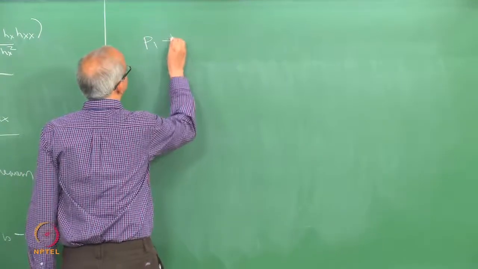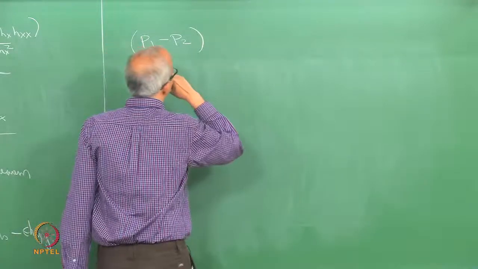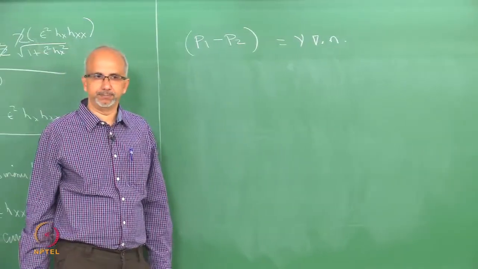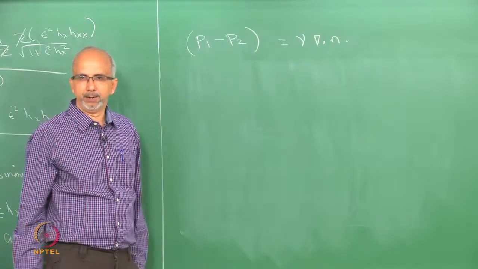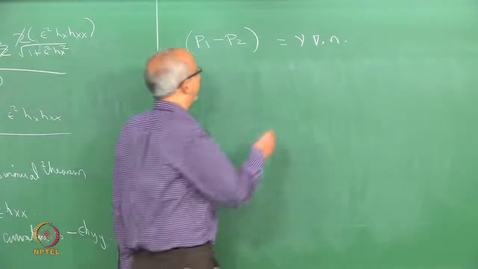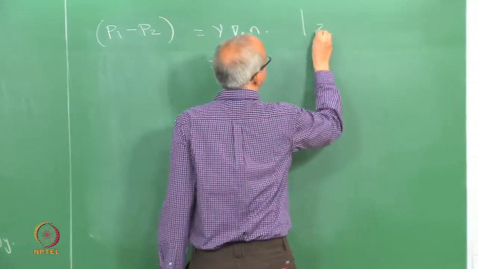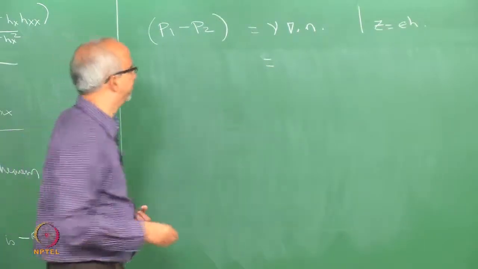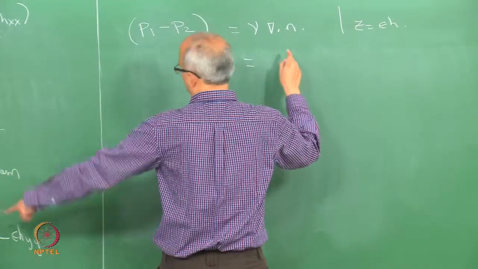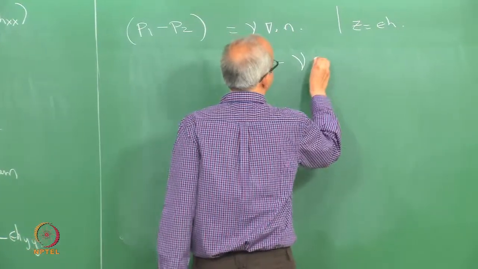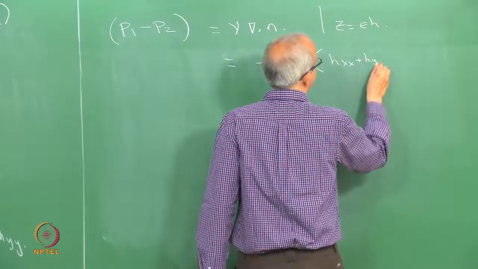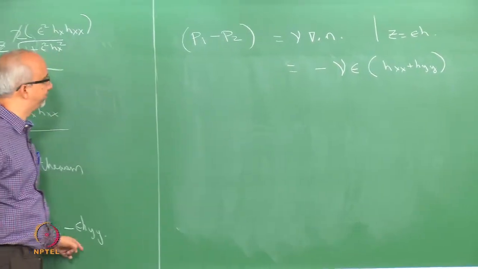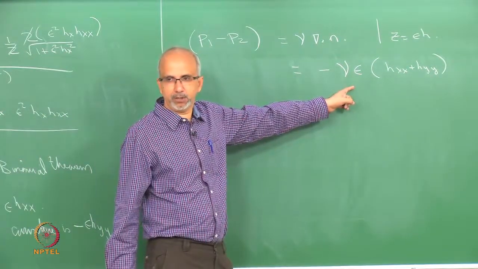The boundary condition was P1 minus P2 equals gamma times del dot n, that is my full fledged boundary condition. P1 minus P2 is gamma del dot n, that is valid for actual variables. And this is valid at z equals epsilon h. The boundary condition has to be applied at the interface, which is z equals epsilon h. What did I just find out? Del dot n at order epsilon is minus gamma epsilon times hxx plus hyy. That is what we found for the curvature.